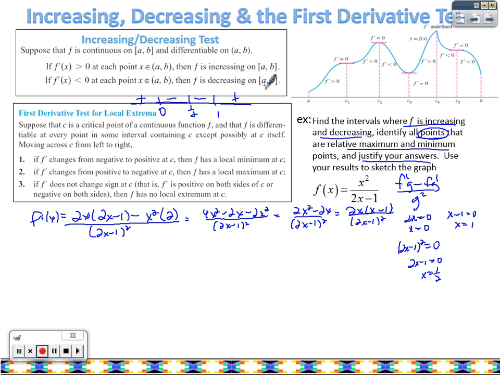All right, so now let's find our intervals of increase and decrease. Okay, so increase, we go from negative infinity to 0. You can put a union symbol there if you like, or just a comma. They really don't care.